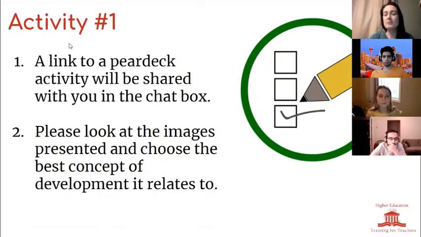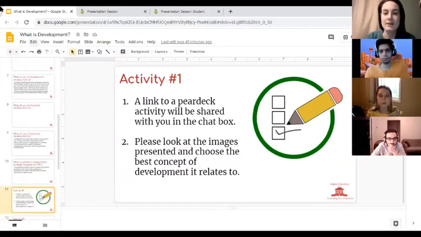Okay, so instead of doing a poll, because it would have involved trying to figure things out, I decided I would share a Pear Deck activity. I'm going to share that in the chat box. I have different pictures that I will be presenting, and I would like you to match them to the best concept of development that you can think of. These are different ideas related to economic development and social development. Okay.